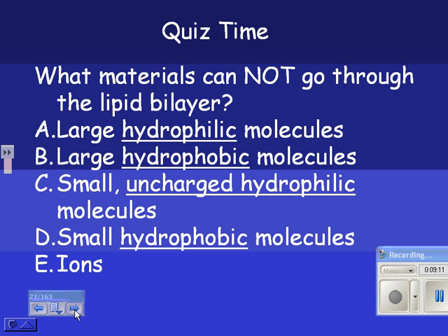What materials cannot go through the lipid bilayer? Let's see, ones that cannot go through. Large hydrophilic molecules, like glucose, cannot go through. So that would be one of the answers. Large hydrophobic ones can go through. Small uncharged hydrophilic can go through. Small hydrophobic molecules can go through. Ions cannot go through. So that's what we're looking for.